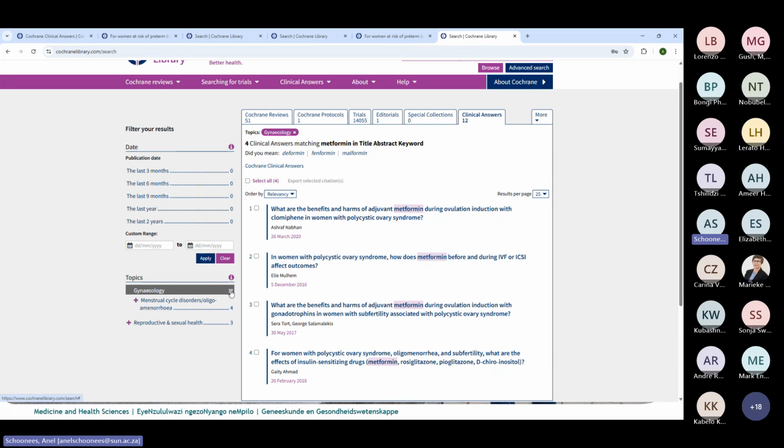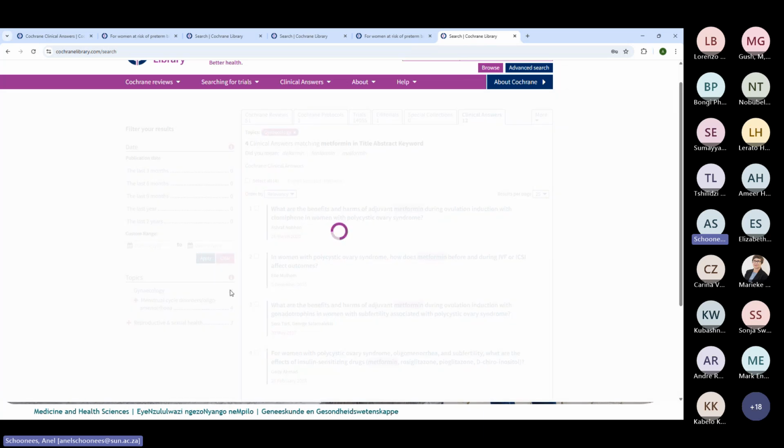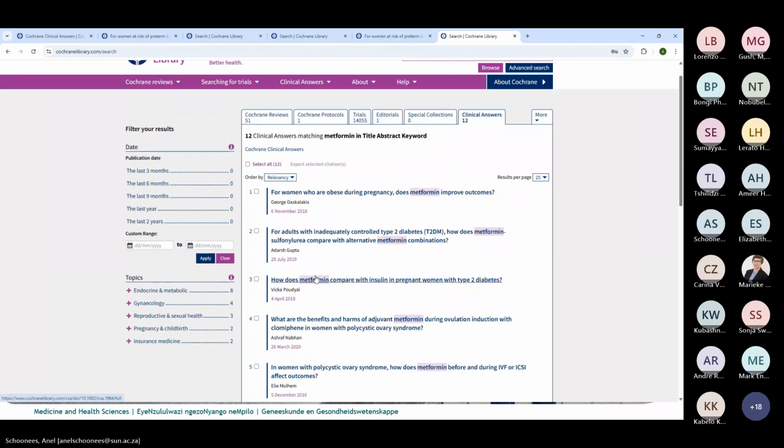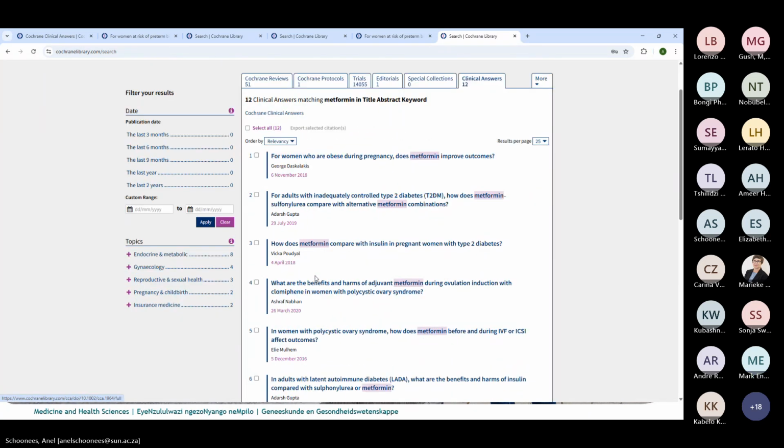And if you want to broaden your topic again, you simply click on the cross. Right. Okay. Further questions? It's another question. Comments? Can you reference a Cochrane clinical answer in an article, or should you rather reference the article used to generate the answer?